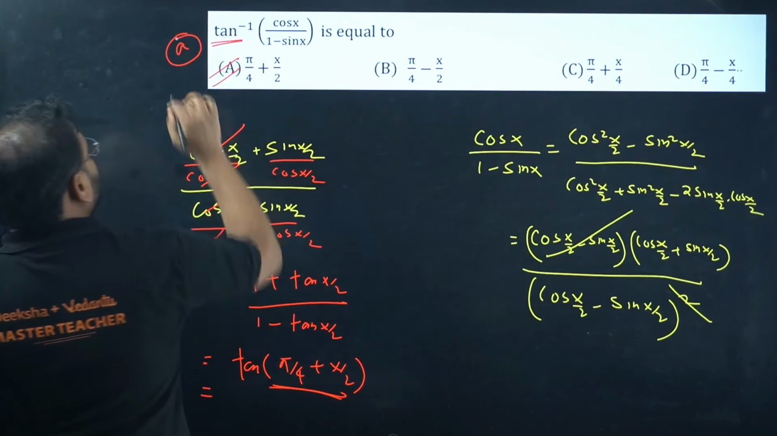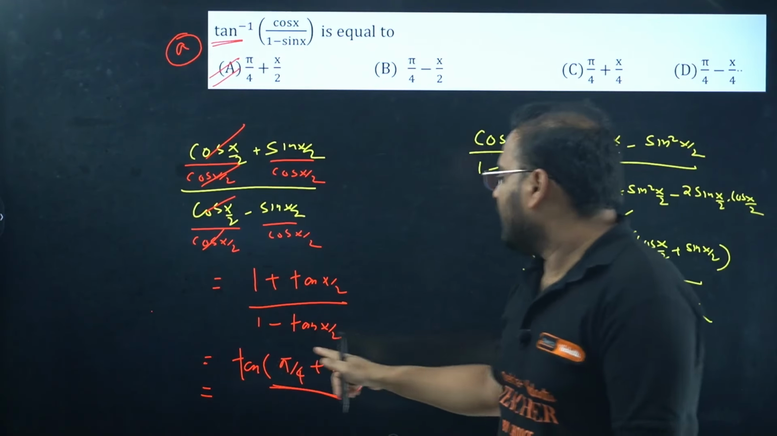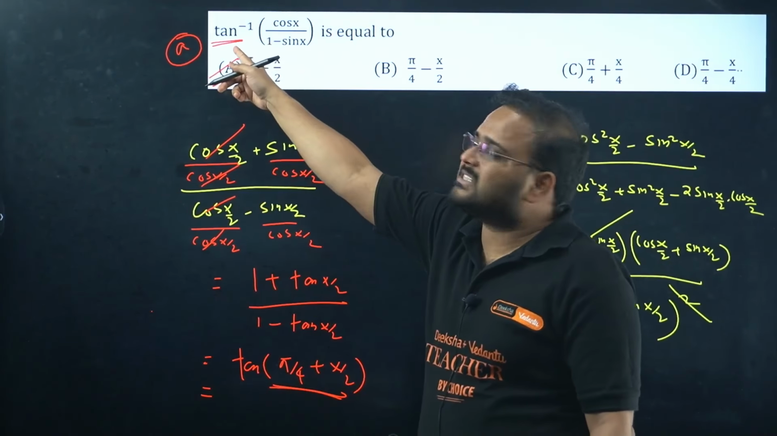And it will be plus only. Please check, it is not minus. It is pi by 4 plus x by 2. Okay, operate over here with tan inverse. What is the outside value?